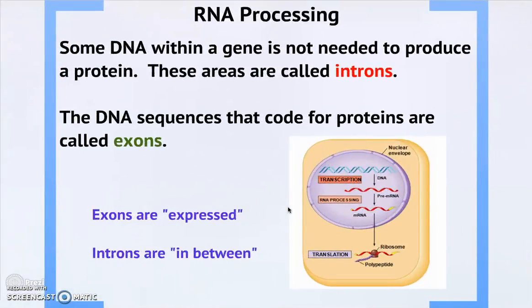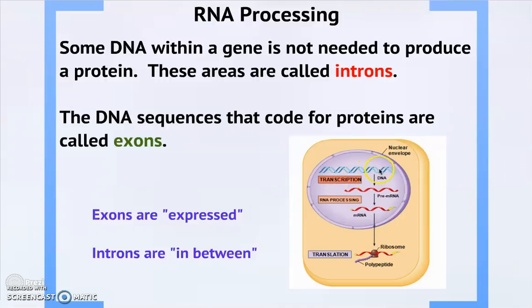Some things about how the RNA is actually processed. Much of the DNA within the gene is not needed to make a protein. We do have a lot of excess DNA, and these areas are called introns. So DNA that is not needed is called introns. The part that actually codes for protein is called exons.